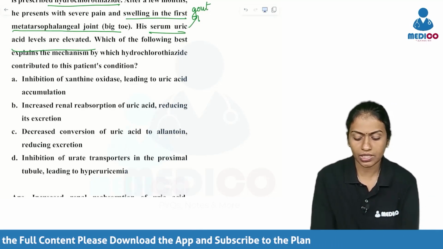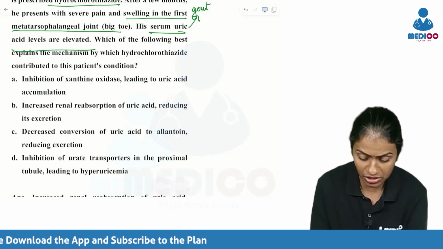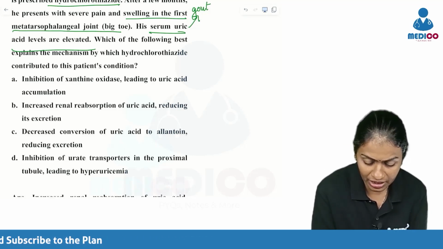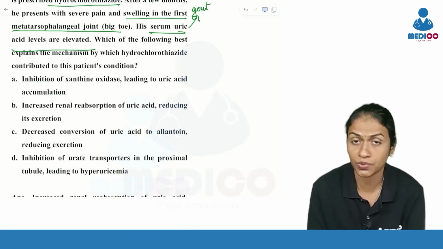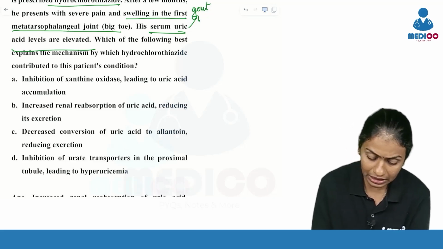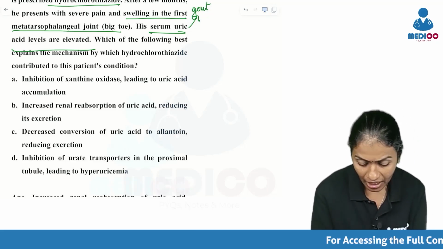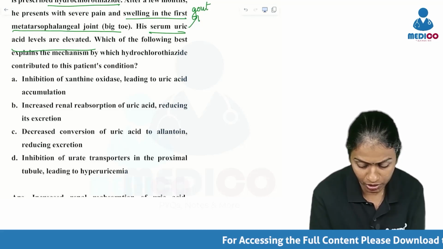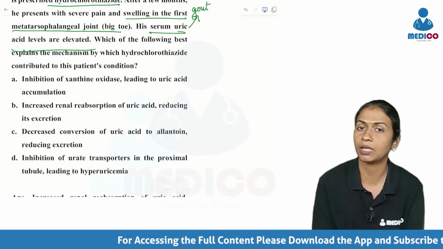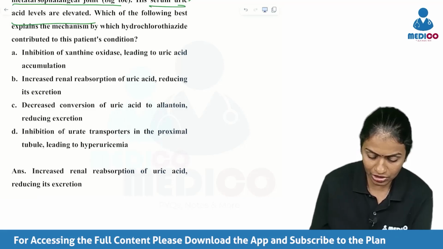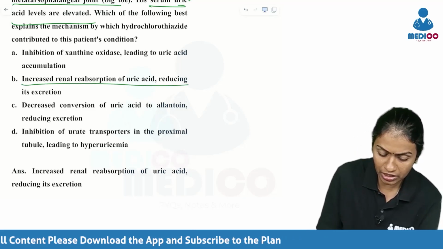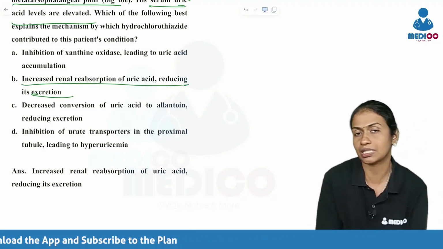Inhibition of xanthine oxidase leading to uric acid accumulation, increased renal reabsorption of uric acid reducing its excretion, decreased conversion of uric acid to allantoin reducing excretion, inhibition of urate transporters in the proximal tubule leading to hyperuricemia. It is actually increased renal reabsorption of uric acid reducing its excretion.